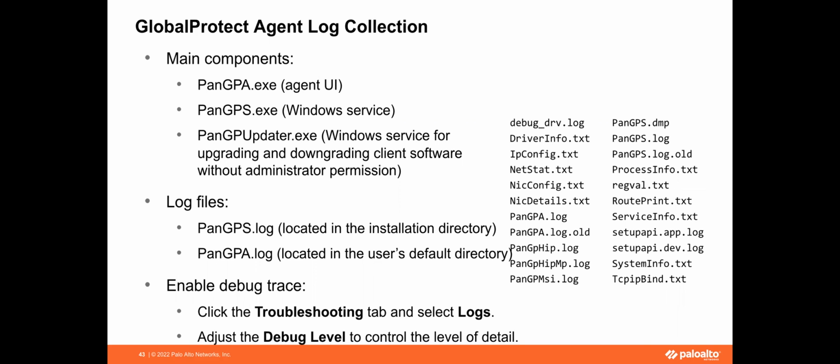The main components of GlobalProtect are PAN GPA and PAN GPS. PAN GPA is the GlobalProtect agent. This agent refers to the agent UI, the user interface. PAN GPS is a service in the backend, in the background, that is doing the whole connections and SSL. Each process will generate a log file, PAN GPS and also PAN GPA. They are all located automatically in the installation folder, in the place where you have installed GlobalProtect.